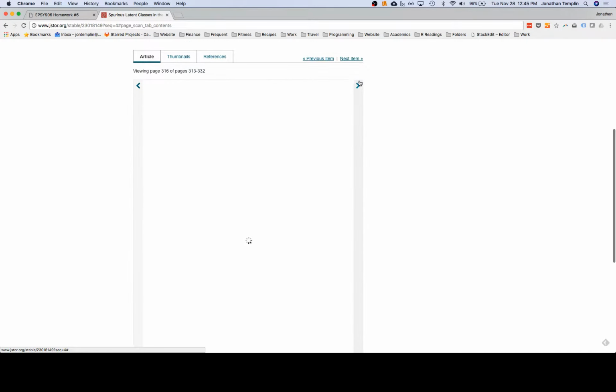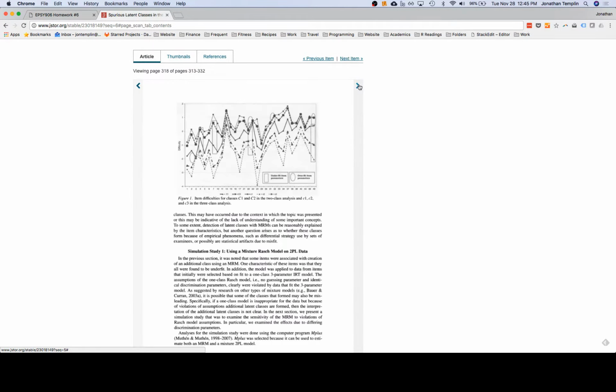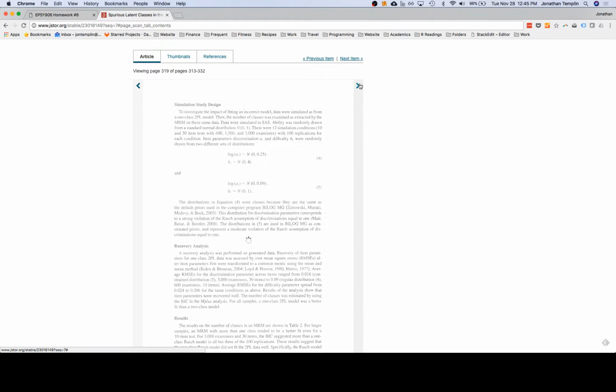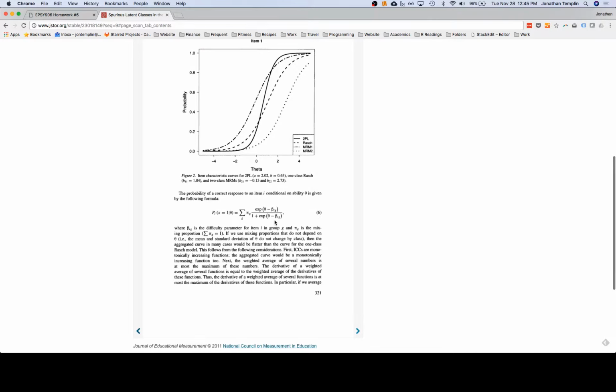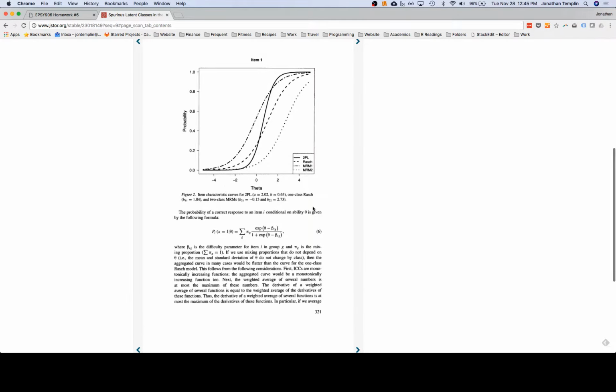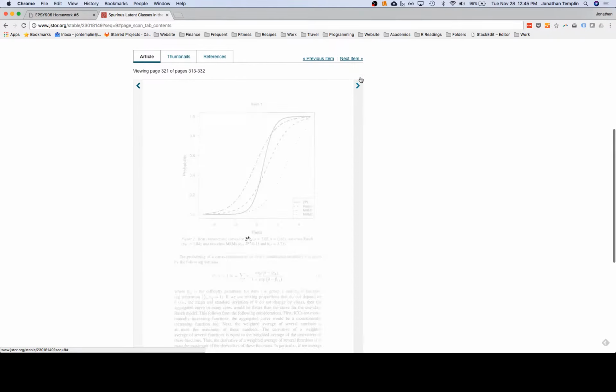Sure enough, the aggregate looks like, if you draw an item characteristic curve from it, if you draw the S-shaped curve, sure enough, it looks like a 3PL. There it is, right here. So here is the 2PL. The Rasch model is right there. And then the 1 and the 2 mixture Rasch model, the 1 class Rasch, 2 class mixture Rasch models themselves. So hang on, that's item 1.